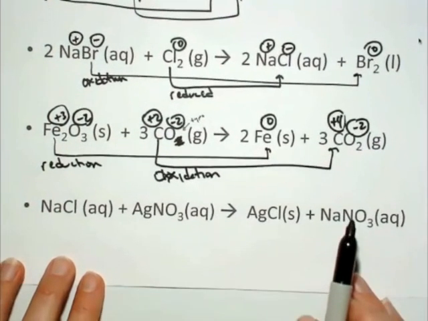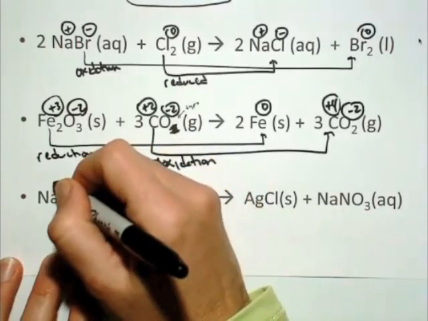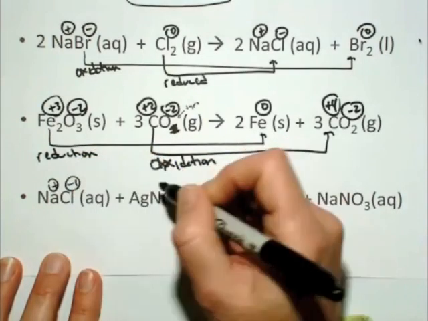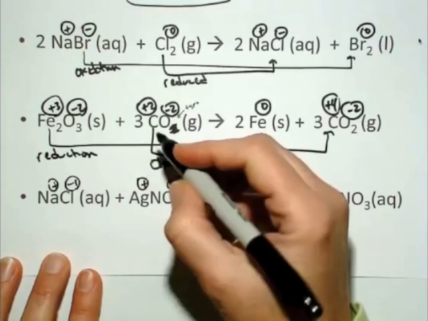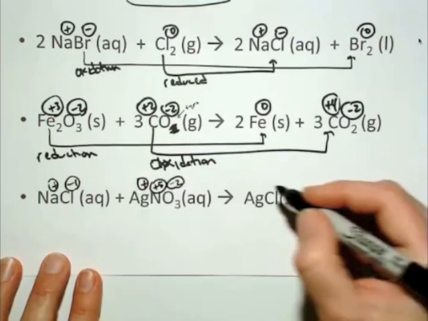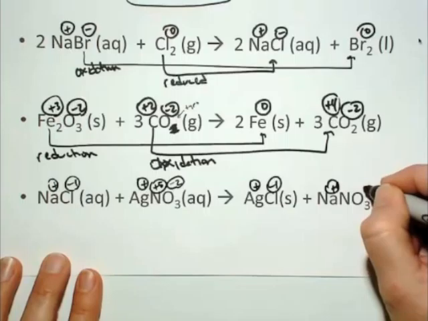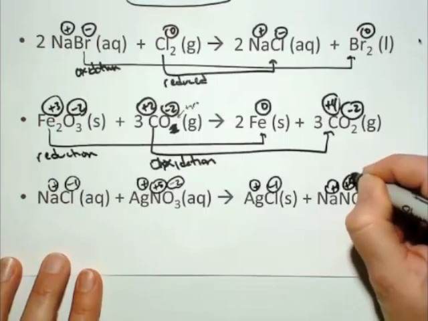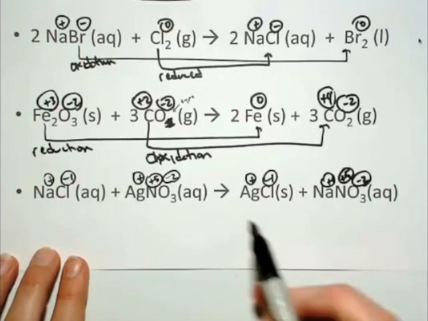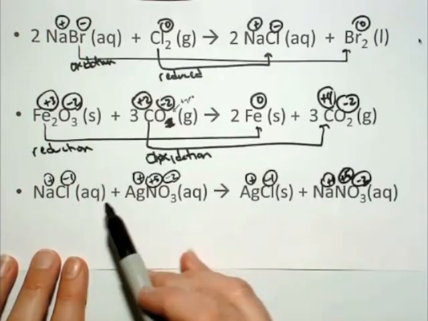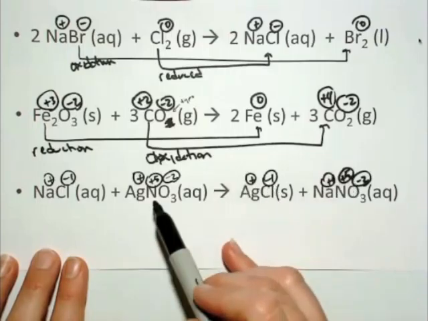Okay, now for this one, go across and label your oxidation numbers. You have +1, -1, +1. Of course, this is nitrate, so it's going to be -2 for the oxygen, and the nitrogen is going to be +5. So +1, -1, +1, -2, and +5. Okay, take a look now. Where have the oxidation numbers changed? Well, the sodium, no. The chloride ion, no. The silver ion, no. The nitrogen, no.